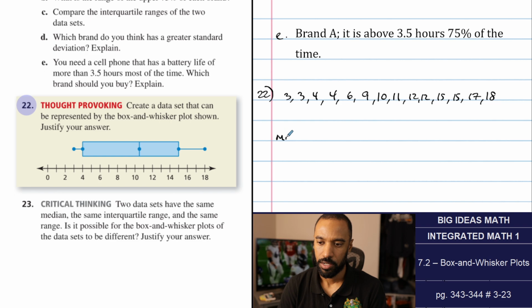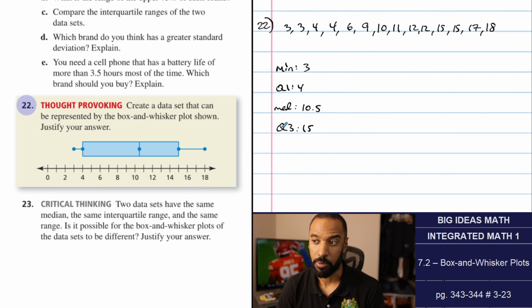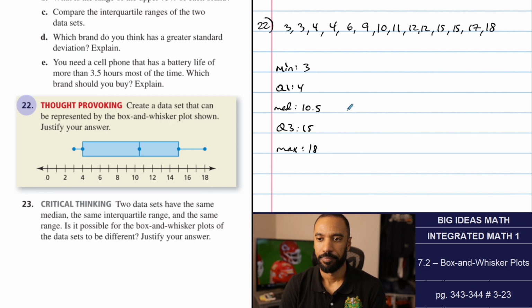So once again, in determining these by looking at my data, I'm not looking at the box and whisker plot anymore. I'm just looking at my data. The max is 18. Okay, cool.